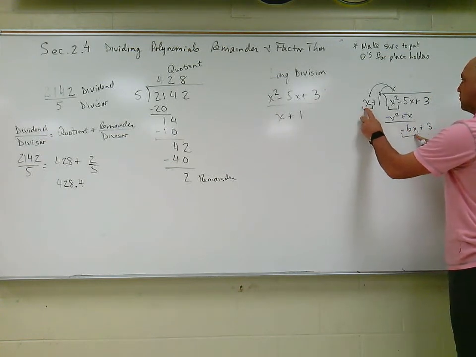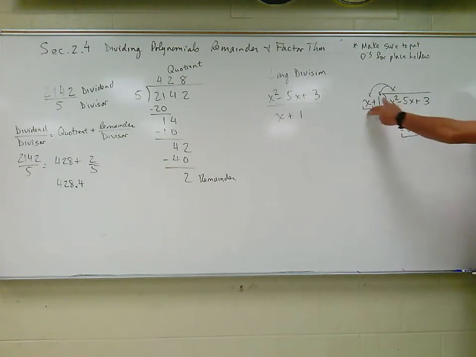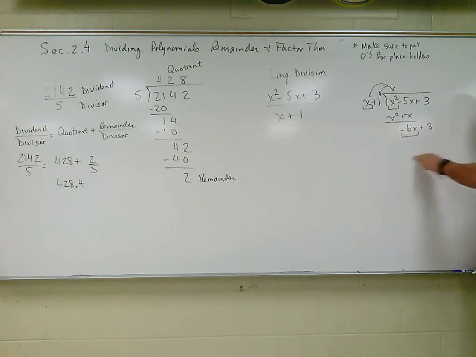Again, focusing on the first piece. X times what's going to give you negative 6x, put that there, multiply, put that there, and then once you finish, that should be your remainder. And then we'll talk about how we write our answer. And then I'll give you one more to do.